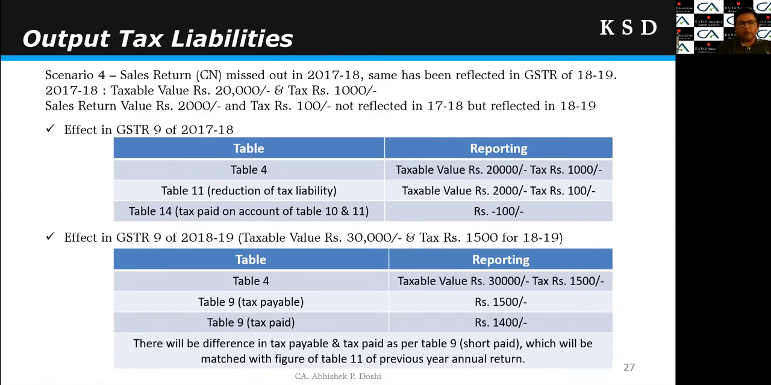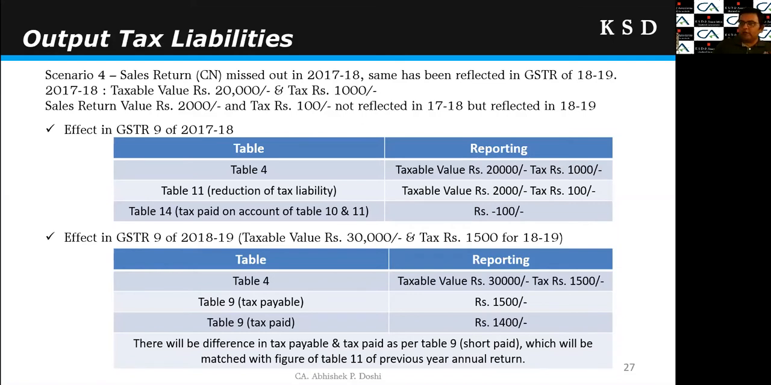And the same scenario for the sales return, that is credit note, missed out in 17. So I have recorded all my sales invoices in GSTR 3B and 1 of 17-18. But there is one credit note for the sales return which I have missed out in the GST return of 17-18. Such credit note has been reflected in the GST return of 18-19. So these are the facts.